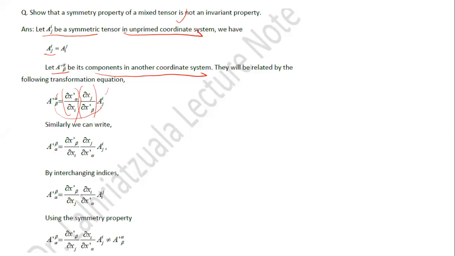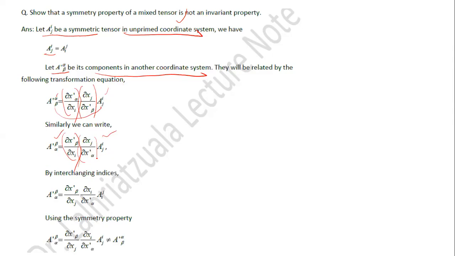All right. And you can also write the transformation between a prime beta alpha and aij. So here beta is a contravariant index and i is a contravariant index corresponding to these two indices. You can have alpha covariant, j covariant corresponding to these two indices. You can have this transformation coefficient.